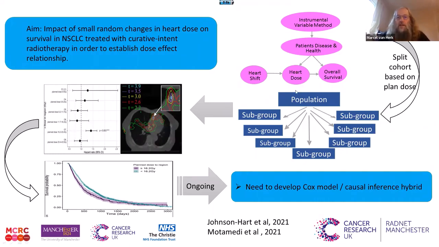So far what we've done is we've split the heart shift data into different populations which are based on the planned dose to the heart. And that allows us to see whether the dose increase has an impact for very low dose patients, for intermediate dose patients, for high dose patients. And we showed that for intermediate dose patients, there was a significant impact of the shifts on survival. So this gives us an inkling of what the dose is that we should avoid giving to these patients. But we definitely need new methodology, and we're thinking of developing a hybrid of Cox modeling and causal inference, but we haven't gotten very far with that yet.